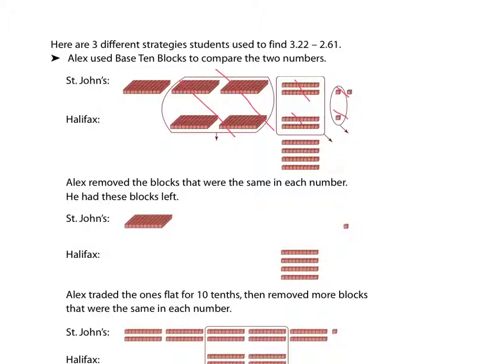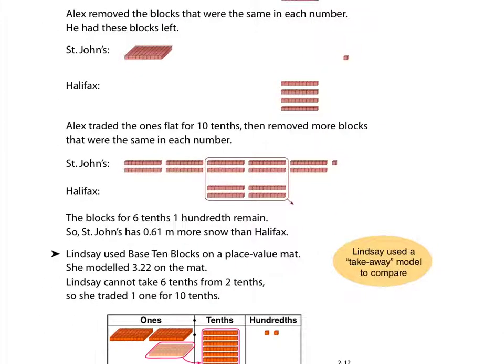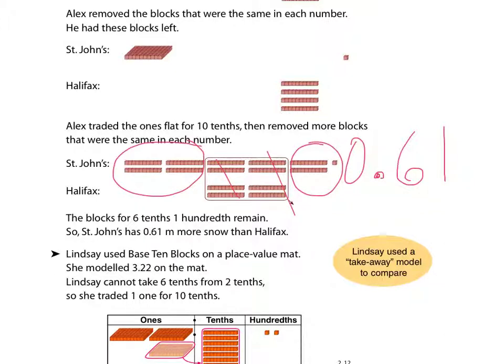All right, so now with what's left, we do our regrouping. So we're going to take our flat and break it into our 10 rods. And again here we are getting rid of the ones that are the same, so we are left with a total of 6 tenths and 1 hundredth. We need to put a 0 in front.